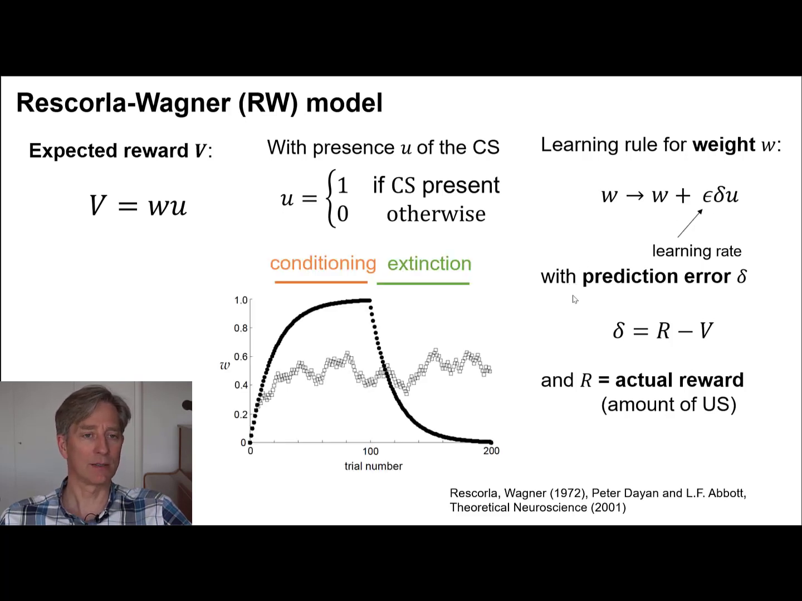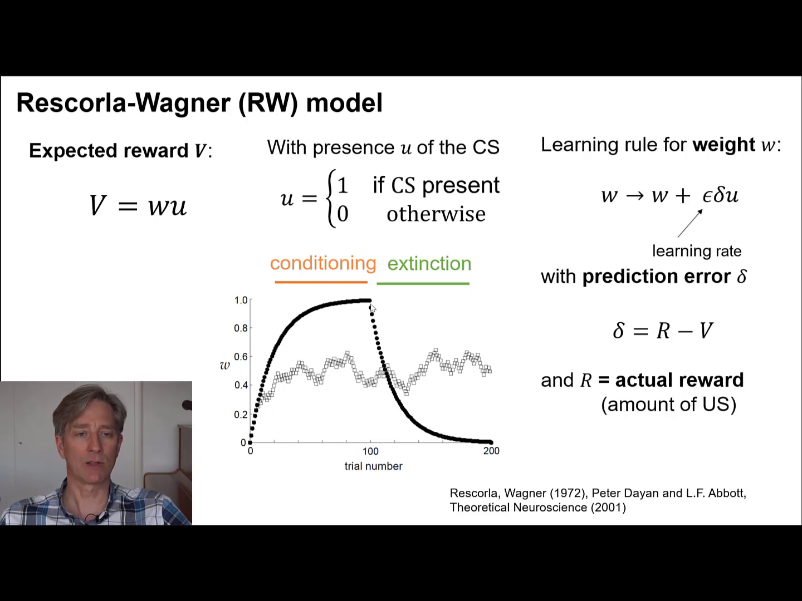So now how this looks when you simulate this system, in which you suddenly at time 0 start turning on the conditioned stimulus: then the U appears and the W, the weight for that stimulus, starts increasing. So that's conditioning, until it reaches 1, which means the conditioned stimulus perfectly predicts the reward, right? In which case delta is 0 up here.